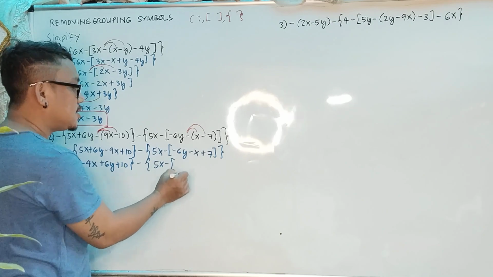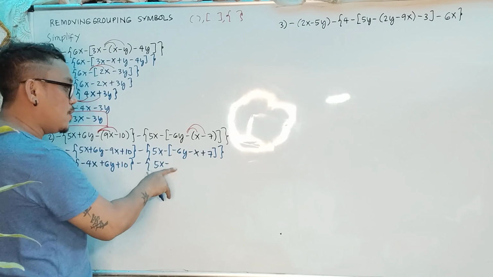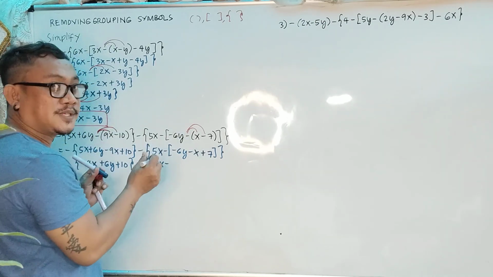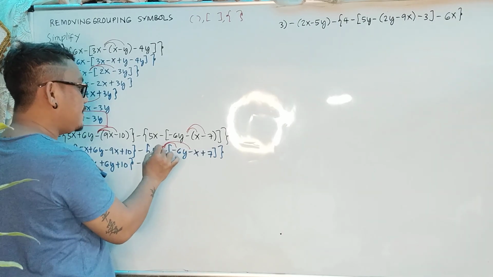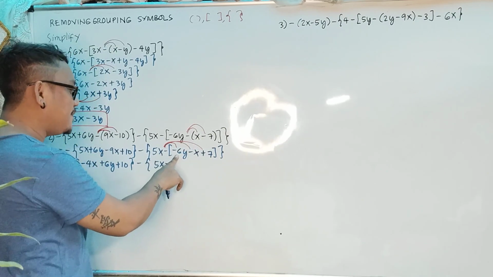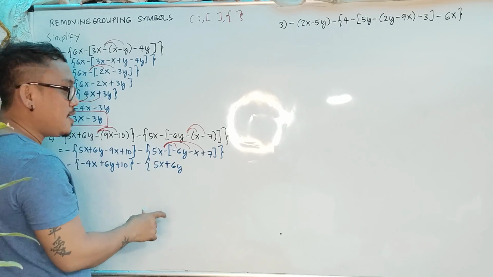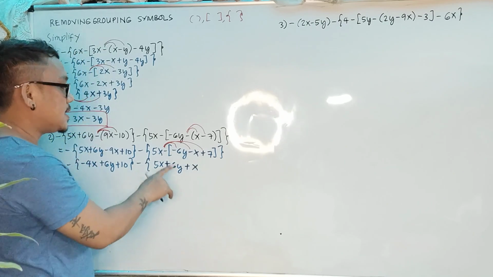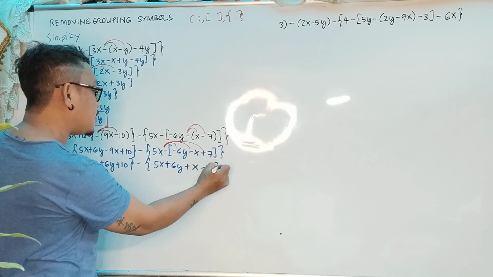5x minus. Here, there is nothing more to combine. So we can now remove the bracket by simply distributing: negative times negative, negative times negative, negative times positive. Negative times negative, so positive 6y. Negative times negative, plus x. Negative times positive, minus 7. Then close the brace.